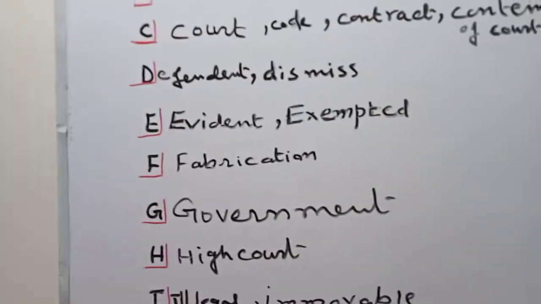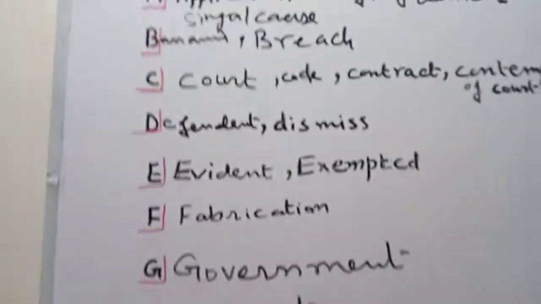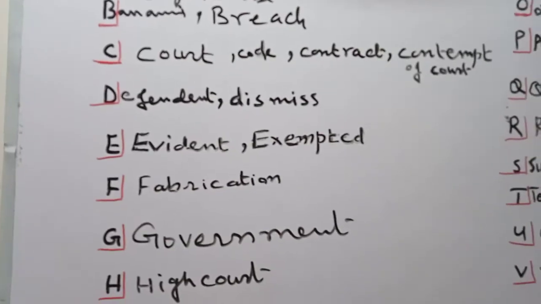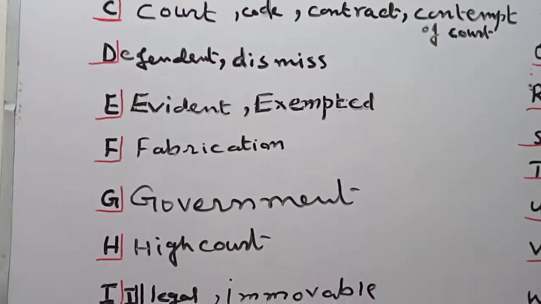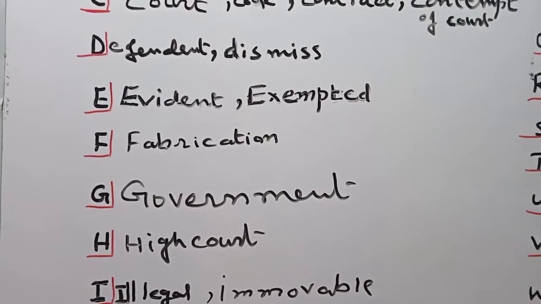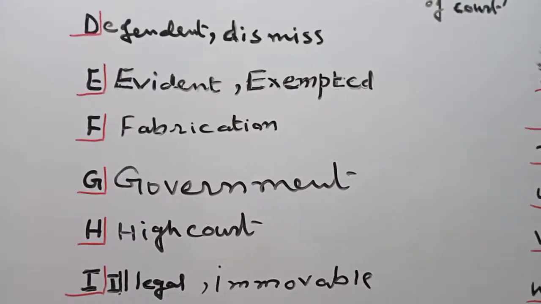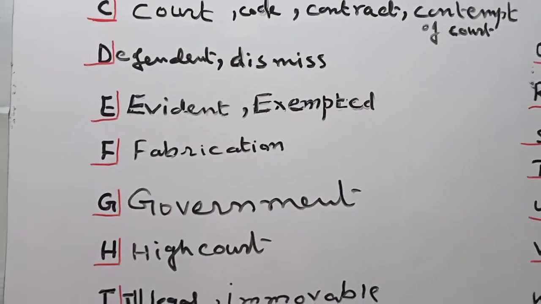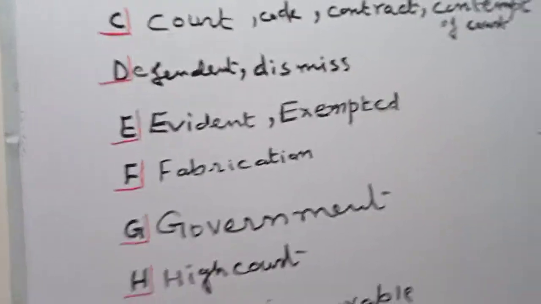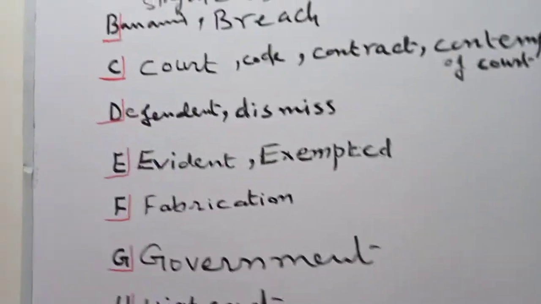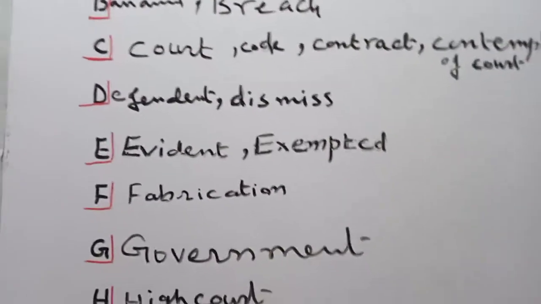D, defendant. Defendant means when you file a plaint, it becomes suit. So there are two parties. One is plaintiff because he filed the plaint, and another is defendant. The person who replies is called defendant. Court replies, of course.